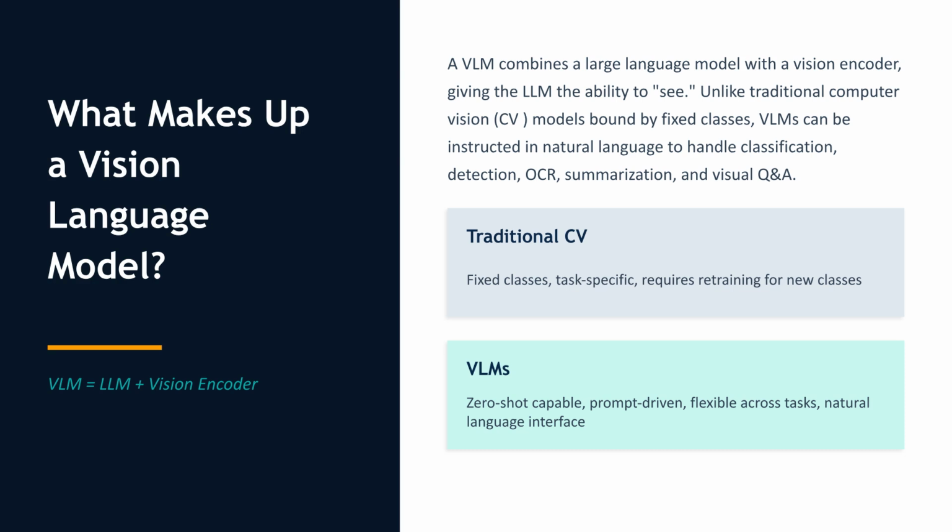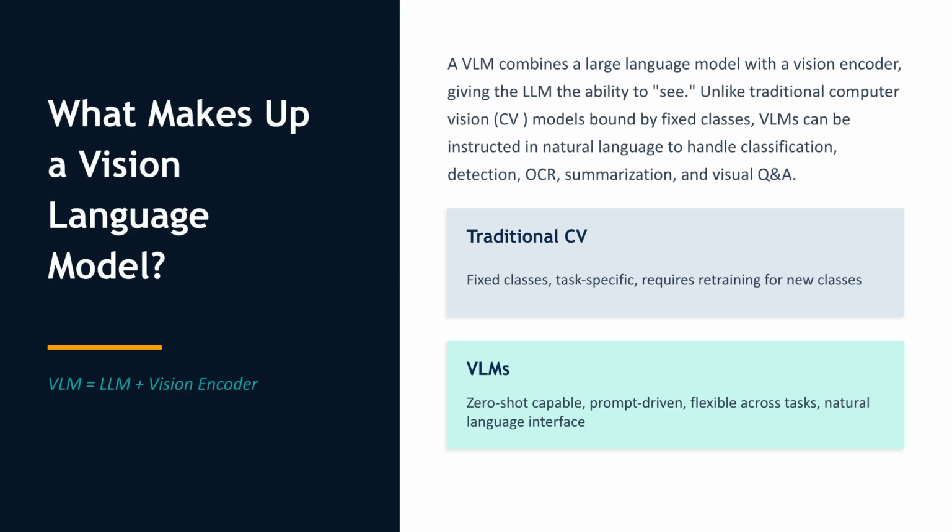Now let us zoom in specifically on vision language models, or VLMs. A VLM is essentially an LLM plus a vision encoder, giving a language model the ability to see. What makes this fundamentally different from traditional computer vision? Traditional CV models are bound by fixed classes. If you train an image classifier to recognize 10 object categories, it can only recognize those 10 categories. If you want to add an 11th, you need to retrain or fine-tune the model. VLMs break this limitation entirely.